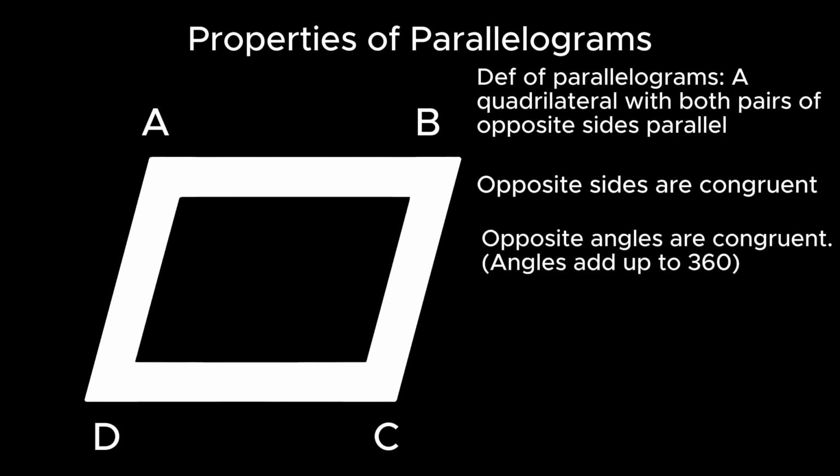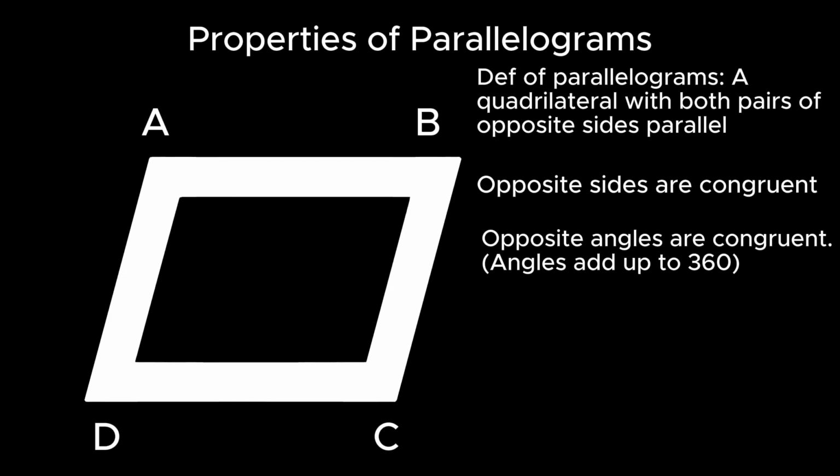Another thing is that opposite angles are congruent. So let's say angle A is 100. That means angle C must be 100. And let's say angle B is 80. Then angle D is also 80. And you see how those angles add up to 360. All parallelograms, their angles add up to 360.